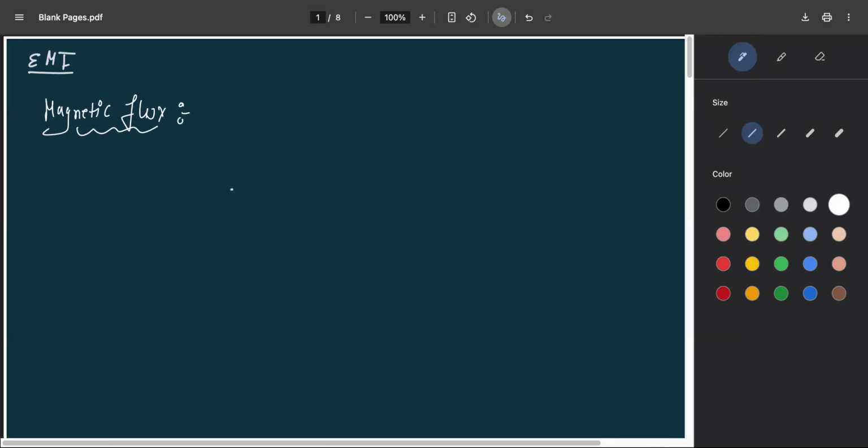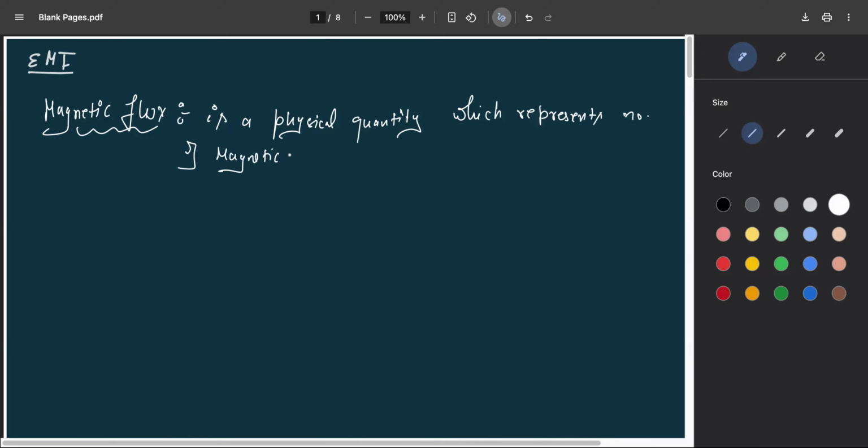So what is magnetic flux? It is a physical quantity which represents the number of magnetic field lines of force passing through a surface.